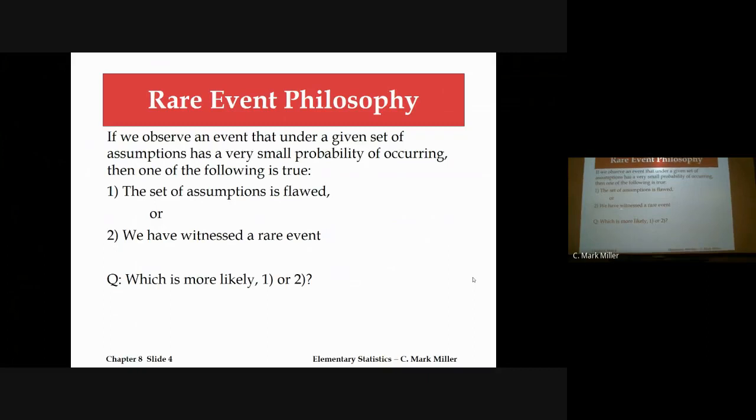So you've either witnessed a rare event or your assumptions are wrong. That's the rare event philosophy. Which is more likely to have occurred, the rare event or your assumptions being wrong? Probably your assumptions are wrong. The assumption that that's a fair die is probably more likely to be wrong than me rolling 10 sixes in a row with it. Right?